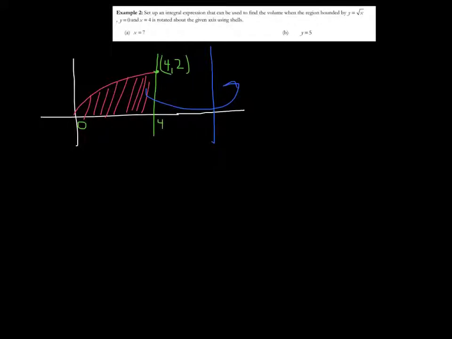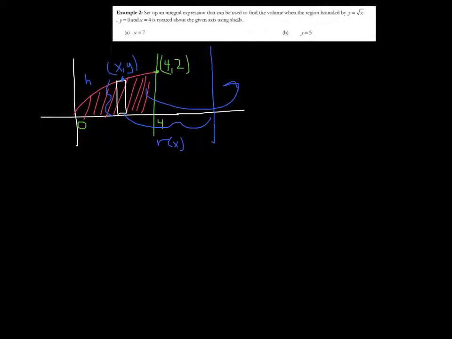Once again, we are rotating around a vertical line, so it is best in this case to use the shell method. So we're going to set up a rectangle, and let's keep in mind what the letters represent for the shell method. The r is the distance from the axis that you're rotating around to the rectangle. So this is little r. And h is the height of your rectangle. So once again, we're going to call that point (x, y).